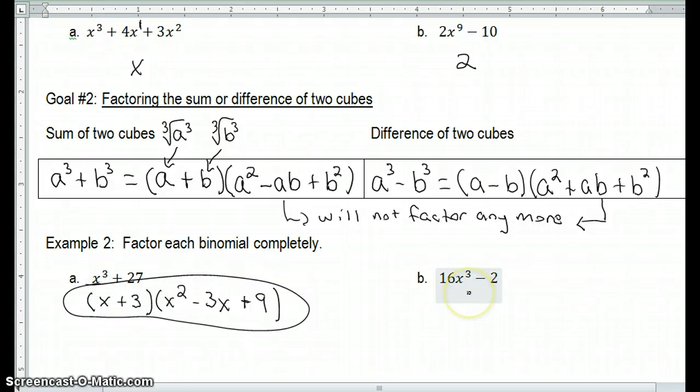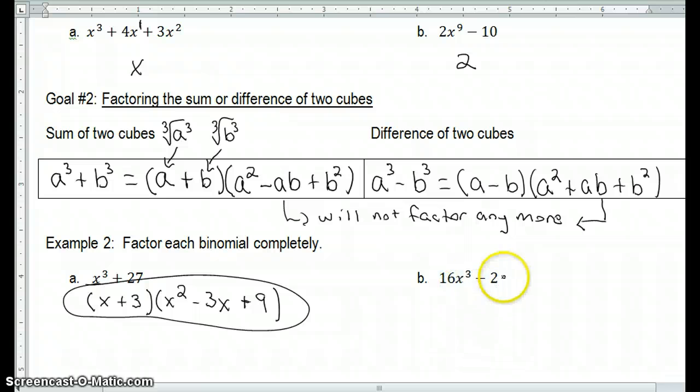Alright, let's factor this one. Now right away I notice 16 is not a perfect cube and 2 is not either. If you need to check that in your calculator, it won't work. You'll get a decimal if I try to take the cube root of 16 or the cube root of 2. But, and I failed to mention over here, although it wouldn't have helped us, I try to factor out a GCF all the time, right? I always try to factor out a GCF, but there isn't one here.